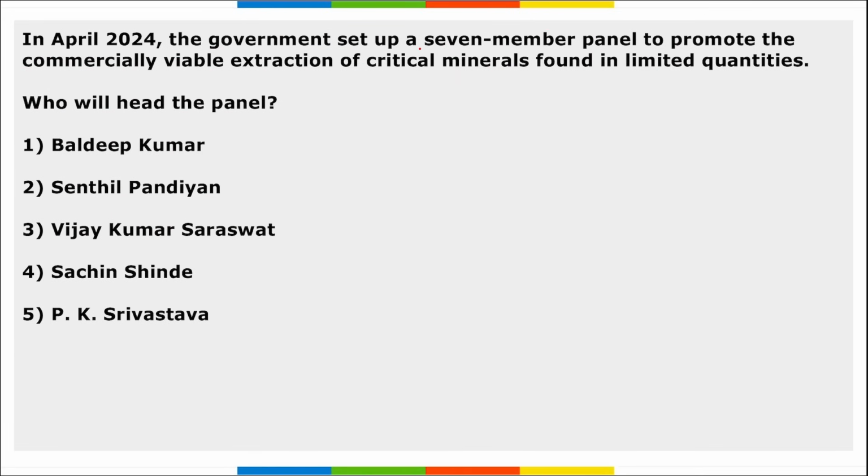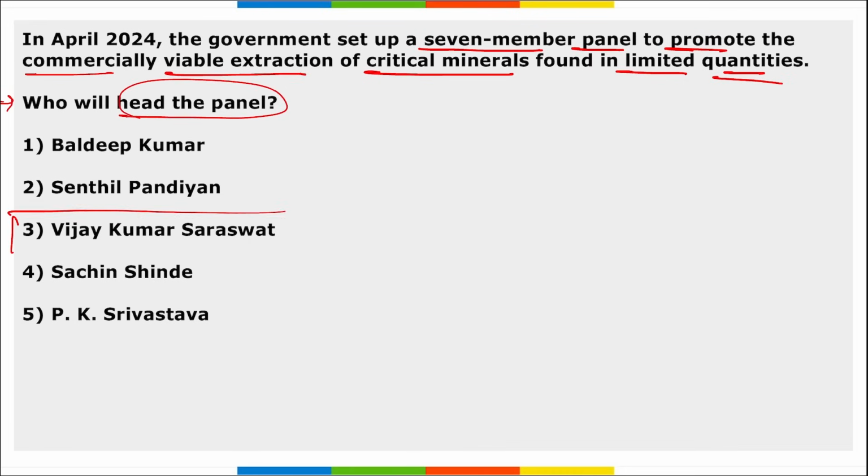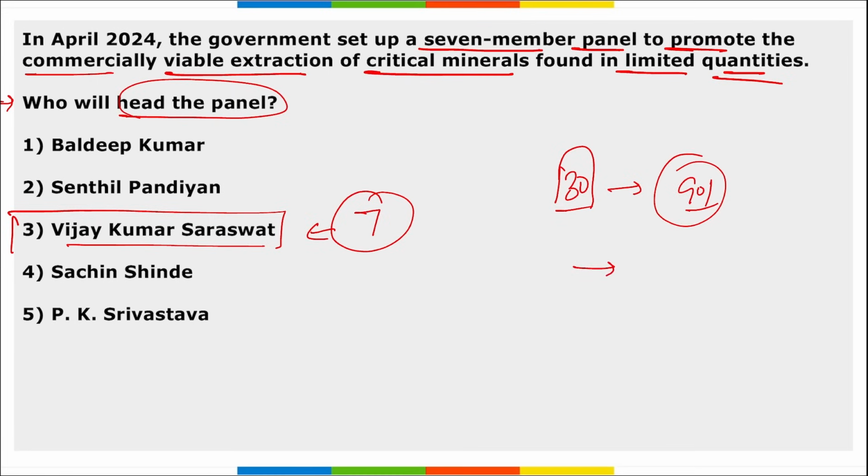Next, in April, the government set up a 7-member panel to promote the commercially viable extraction of critical minerals found in limited quantities. Who will head the panel here? It will be headed by Vijay Kumar Saraswat. This is a 7-member panel, and it is basically to propose legislative measures and promote the commercially viable extraction of critical minerals found in limited quantities. We know a list of 30 critical minerals has been approved by the government of India that will help in the economic development of our nation.